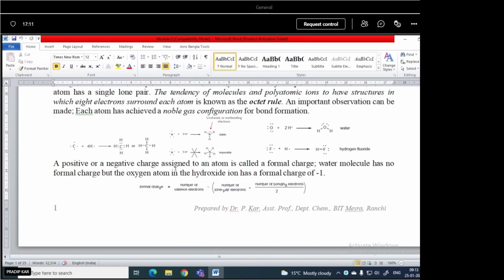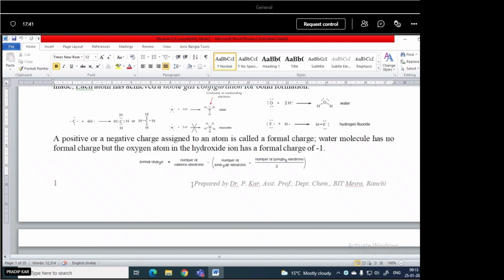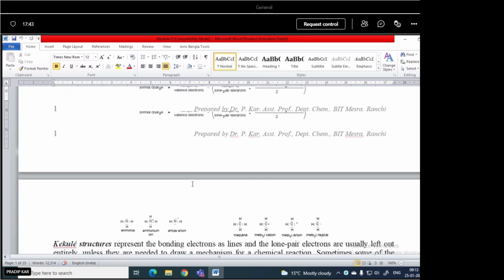Here, in case of charge on it, the formal charge equals the number of valence electrons minus the number of lone pair electrons plus the number of bonding electrons divided by 2. This is the formal charge, if any, that we may calculate: number of valence electrons minus number of lone pair electrons plus number of bonding electrons by 2 within a bracket. You can calculate this, say, for ammonia.